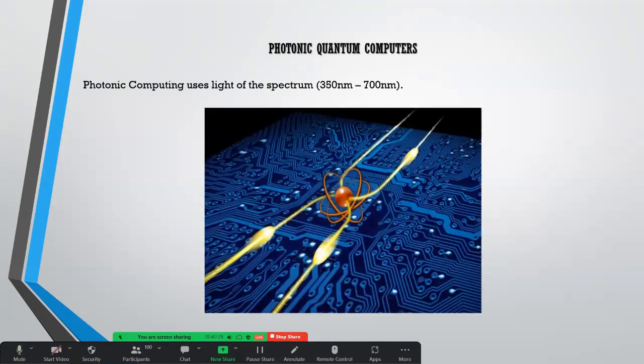Now we will see what photonic quantum computers are. In classical computers, data transfer and data computation are done with the help of electricity, where more processors are used for more processing power. In case of photonic computing, data transfer and data computation are done with the help of light from the visible spectrum, which is around 350 nanometers to 700 nanometers, while parallel computing is used for more processing power.